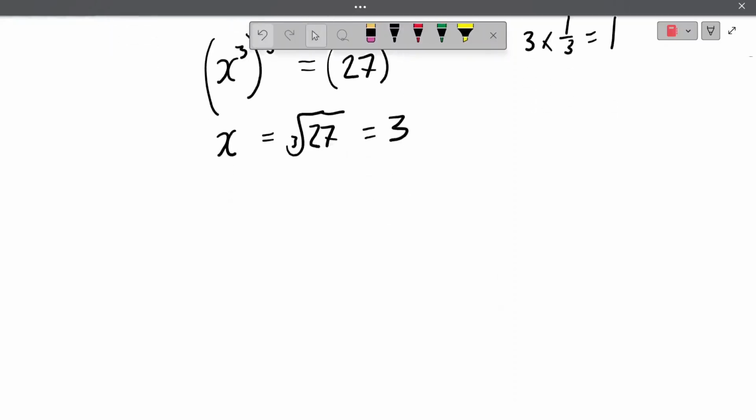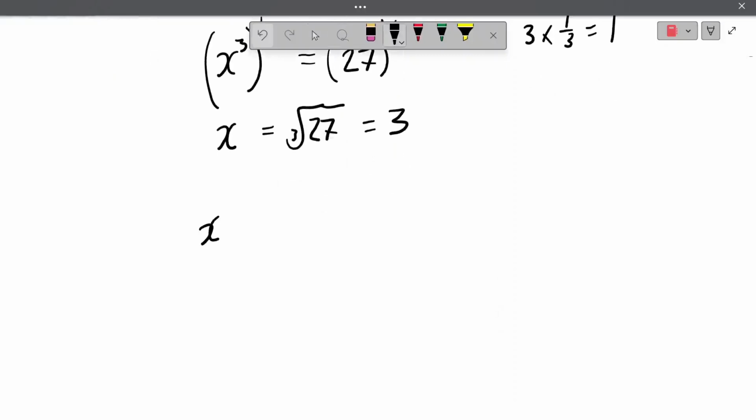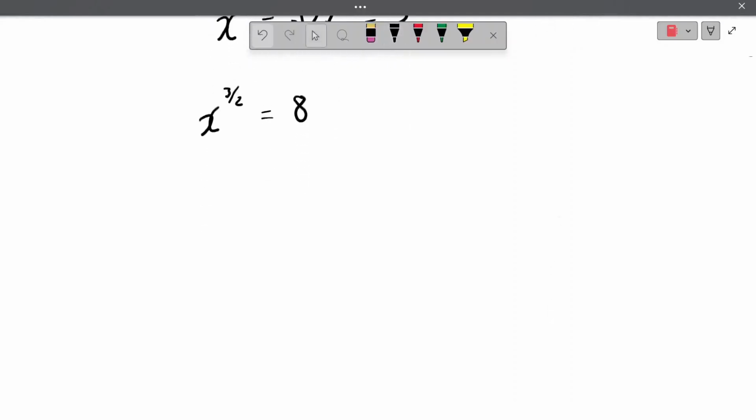But what about if I went x to the 3 over 2 equals 8? And we have to then work out what x is here. Well, the reciprocal of 3 over 2 is 2 over 3. So you just flip the fraction. So we have x to the 3 over 2 to 2 over 3 equals 8 to 2 over 3.